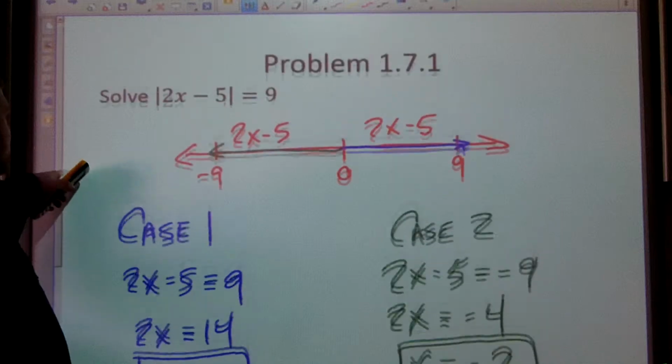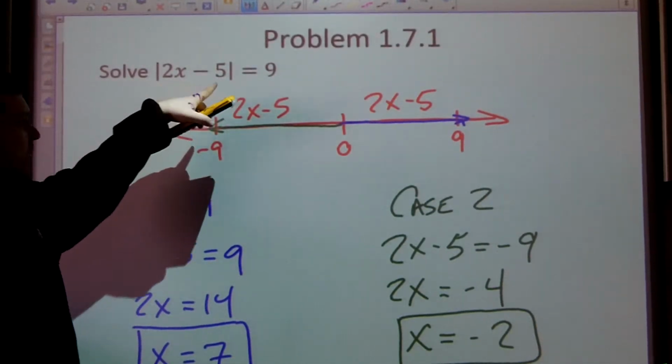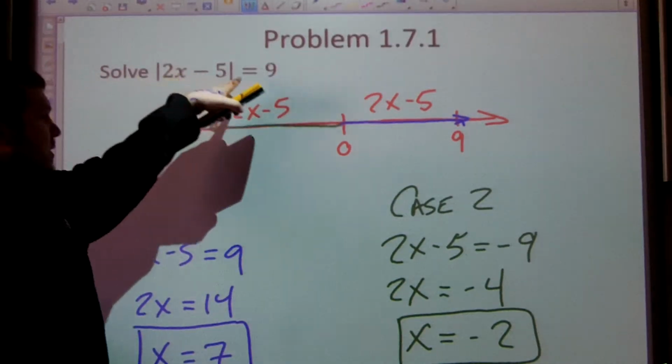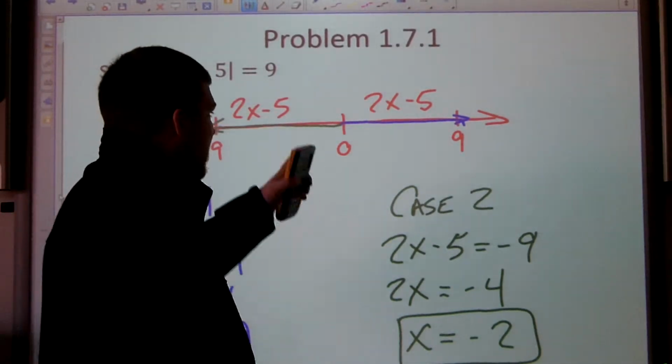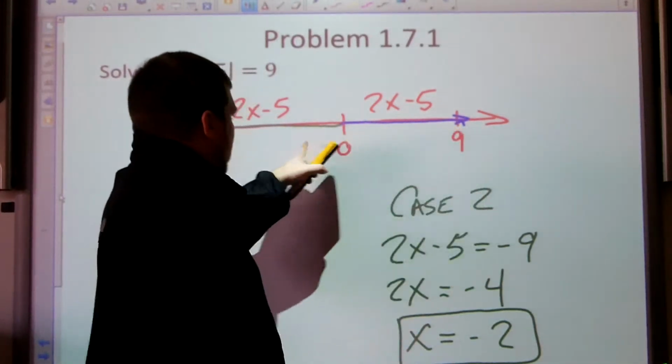Now, if we go back to the original equation and plug in these values, everywhere I see an x, I plug in a 7, I should get a true statement. Everywhere I see an x, I plug in a negative 2, I should get a true statement. That's because I have two possibilities for walking away from 0. I can walk to the right, I can walk to the left.